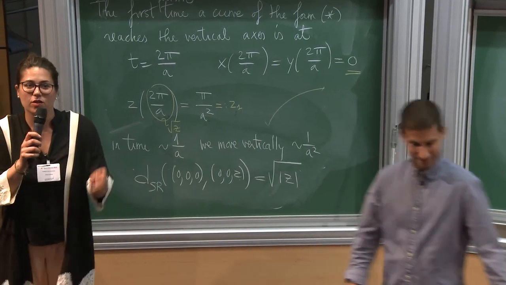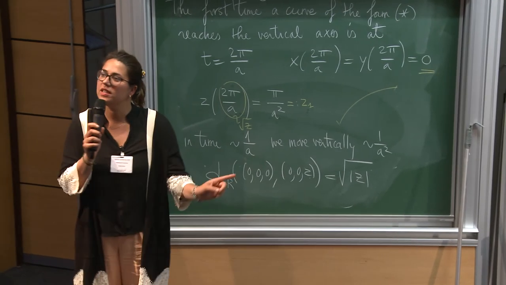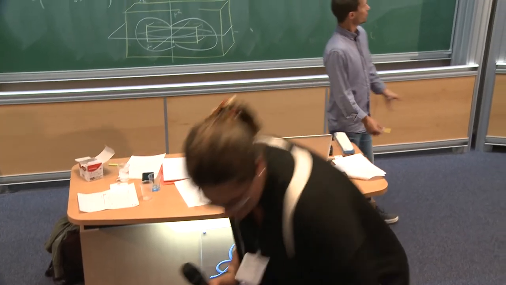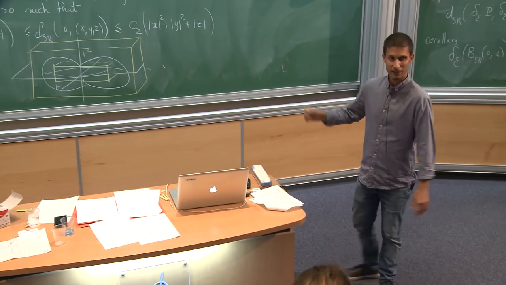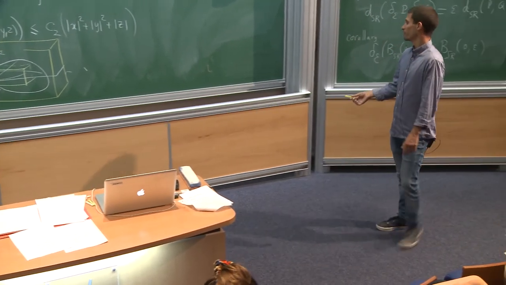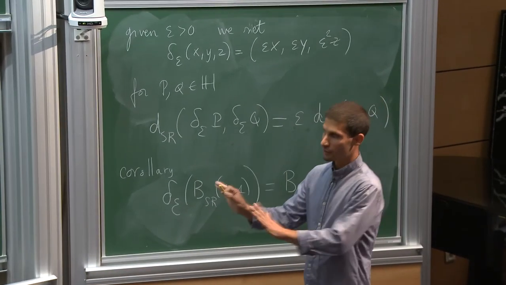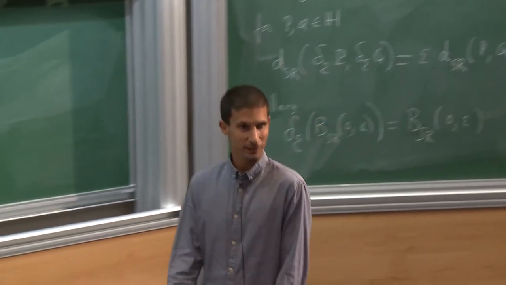Are there any other comments or questions for Davide? Yes, sorry. So are there other metrics you can put on the Heisenberg group that are quite as interesting as this one, or is this one of the only ones? Indeed, it's an interesting question. If you want to put other metrics that are invariant with respect to the group structure and satisfy this property, for this particular case, it is more or less the only one.